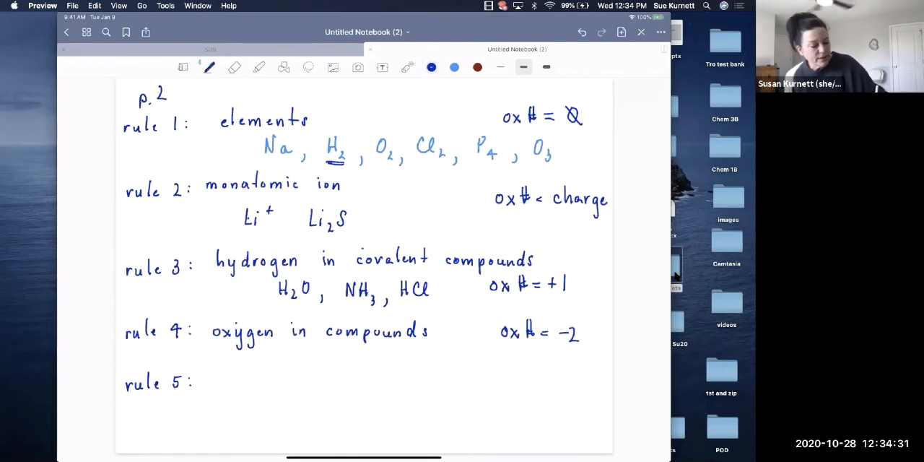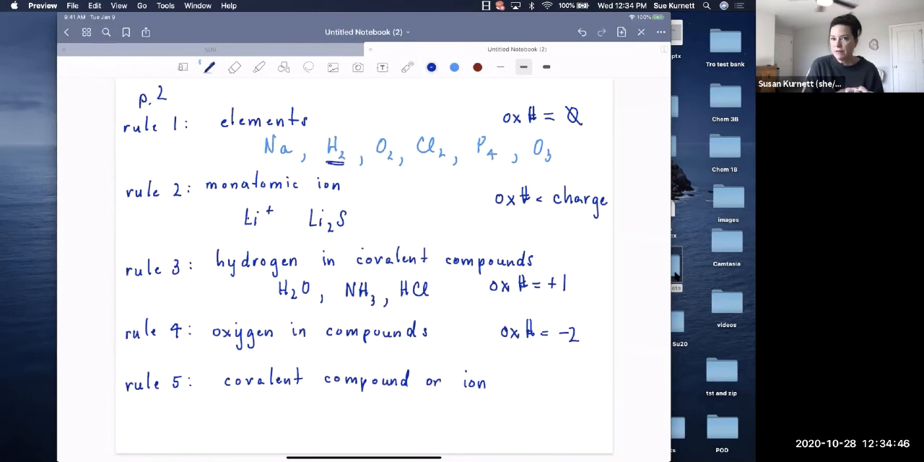If we have a covalent compound or a covalent ion, the oxidation states all have to add up to 0 if it's a compound, or the charge if it's an ion. And so this idea of an oxidation number is a pretend number. Sometimes it's a real charge, but sometimes it's just the idea of a charge.